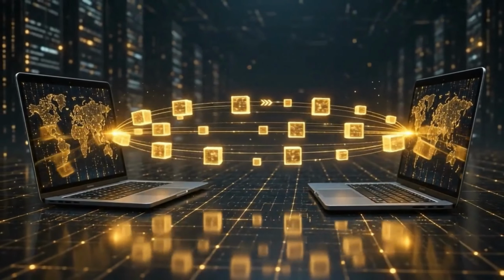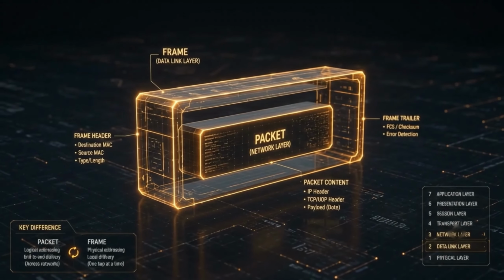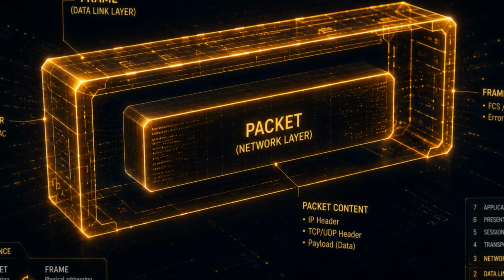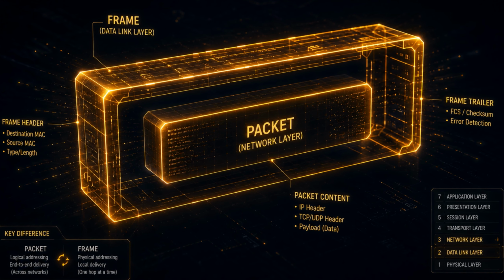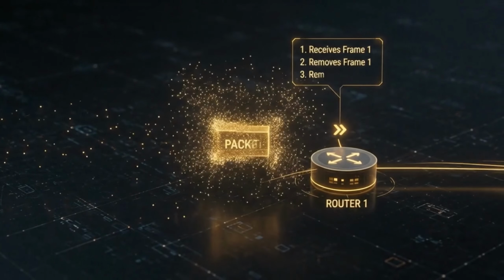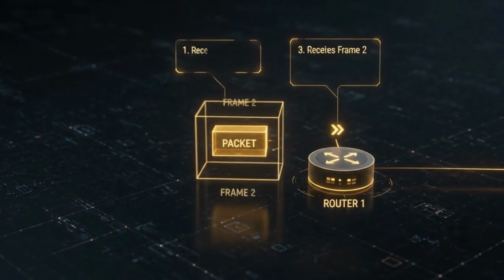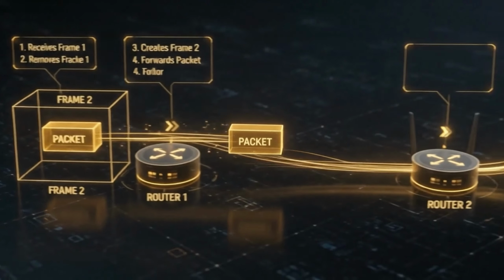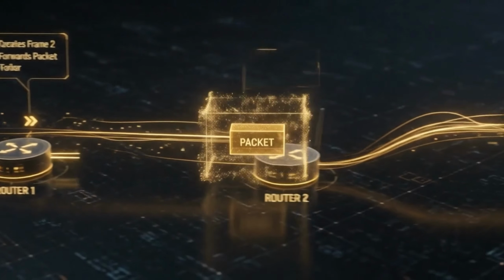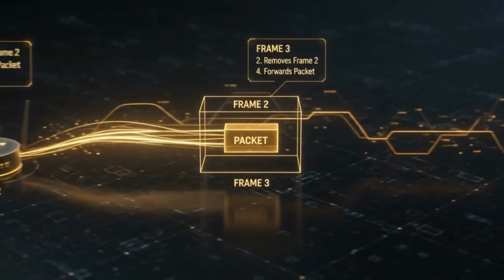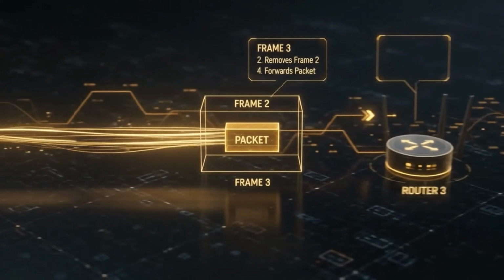You already know what a packet is, but there is another word you will hear, frame. Think of it this way. A packet is the data traveling across the network. A frame is that same packet prepared for the next local connection. Don't worry about the details yet. For now, just remember, a packet travels across the networks. A frame travels across one local link.